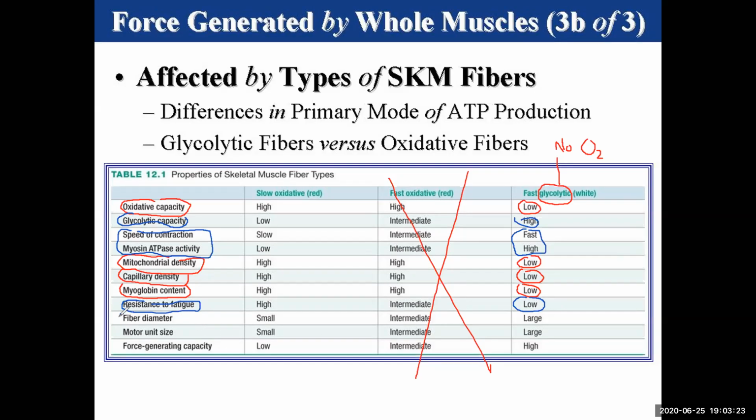Diameter size and motor unit size: when you generate speed of contraction here, quick, they have a tendency to be large. So they generate also powerful tension. So force generating capacity also high. Okay? So that's how you learn, understand. And now the opposite over here.